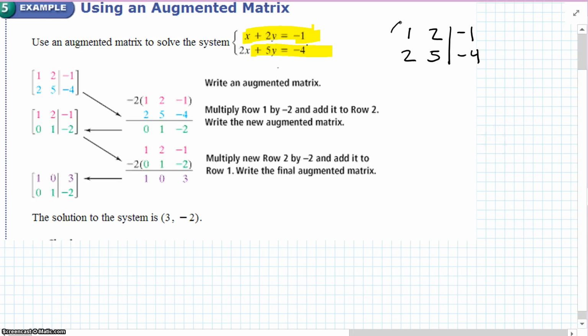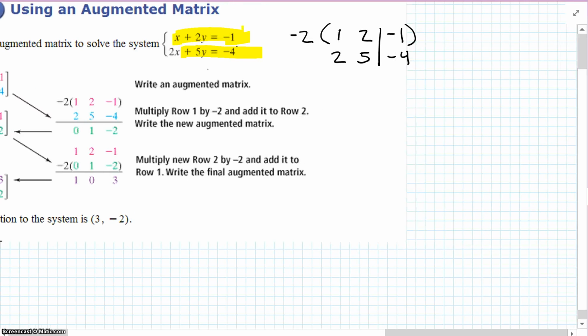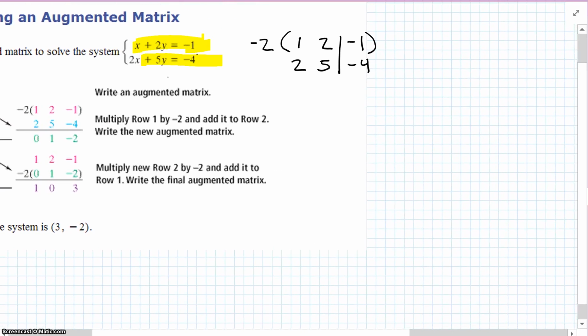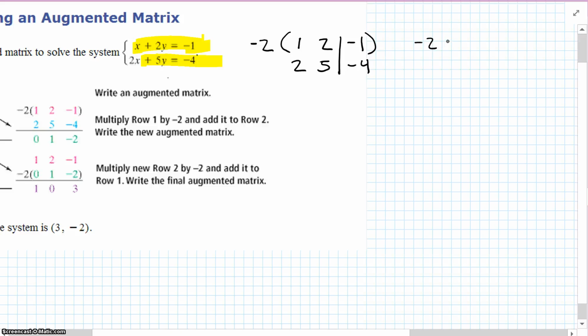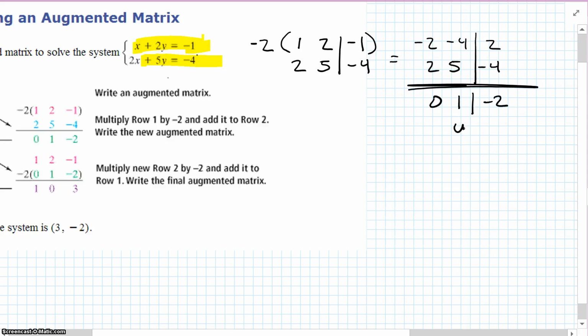All right, now it says I can manipulate the data any way I want to eliminate variables. So I'm going to multiply this top row by negative 2. All right, so I'm going to get negative 2, negative 4, positive 2. Okay, my bottom row stays the same at 2, 5, negative 4. So I can add these together now, and I'm going to get 0, 1, negative 2. So basically we find out y equals negative 2.